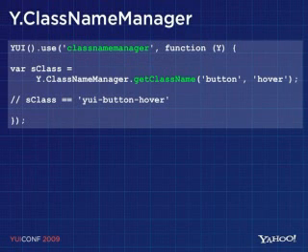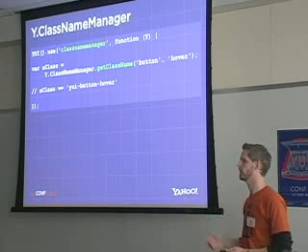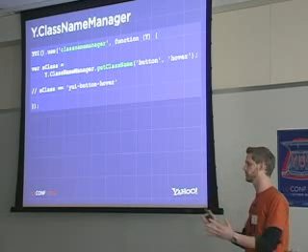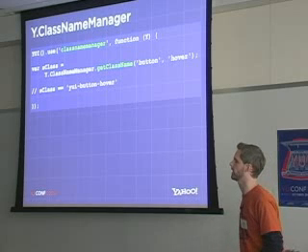So I'll pass in these two strings, button and hover, and class name manager will generate me a prefix comma delimited string representative of that state. And subsequent calls to get class name with that exact same set of arguments will return me the cached version of that initial call. So that way it's not doing that string concatenation every time. It's just returning the result straight away. And so this is a nice example of sugar built on top of sugar available to you in YUI3.